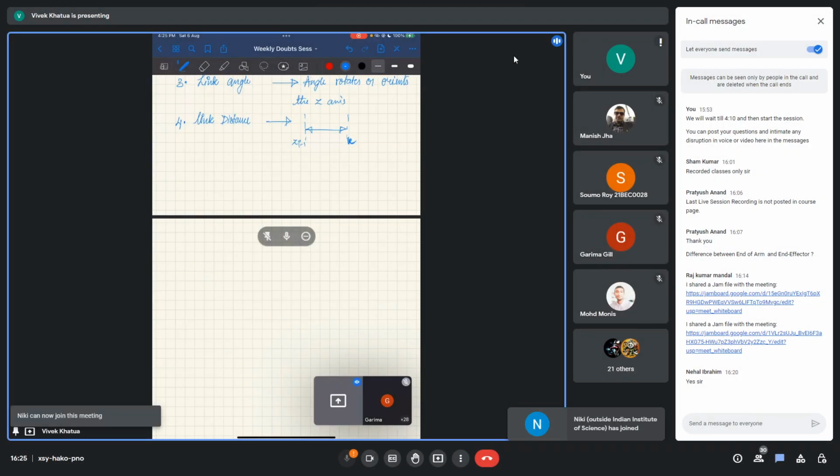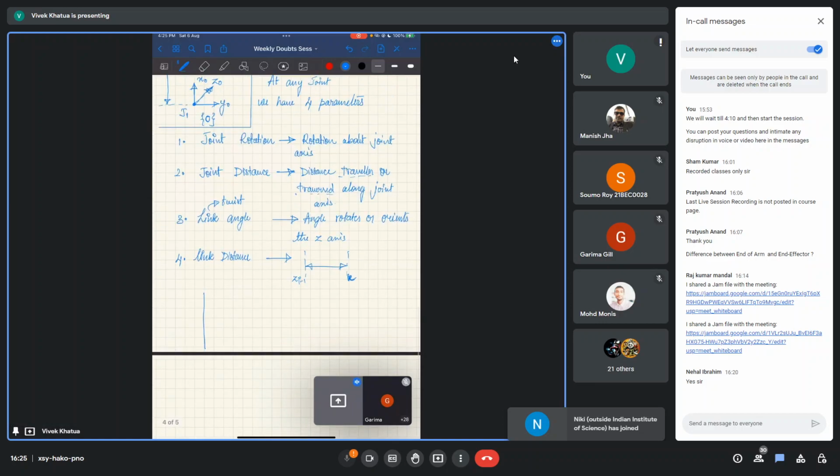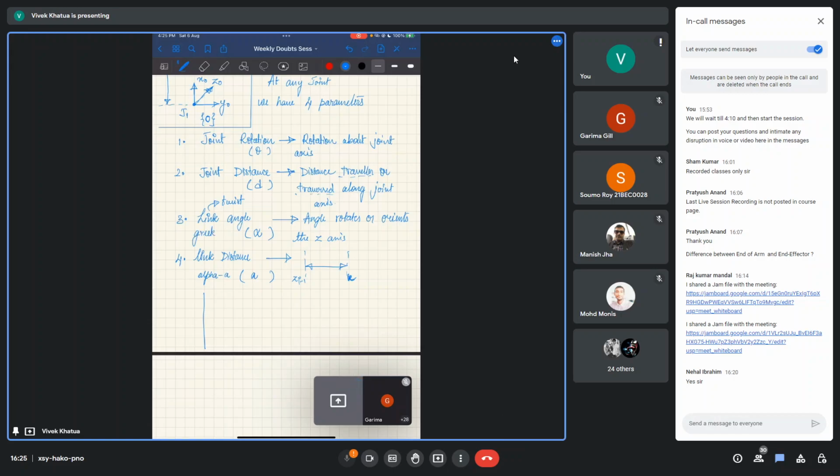So there are four parameters. These are given in this way. Joint rotation is denoted as theta, joint distance as d, link or twist angle as alpha, and link distance as a. So this is alpha, a. The alphabet A, this is Greek alpha, this is alphabet D, and this is Greek theta.